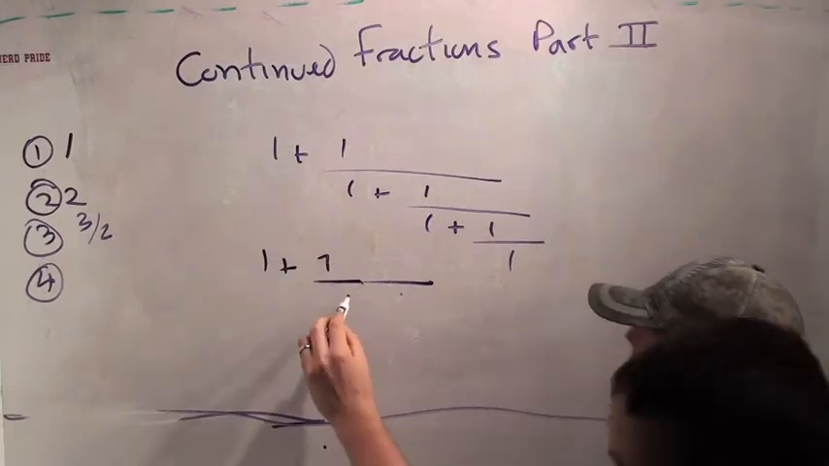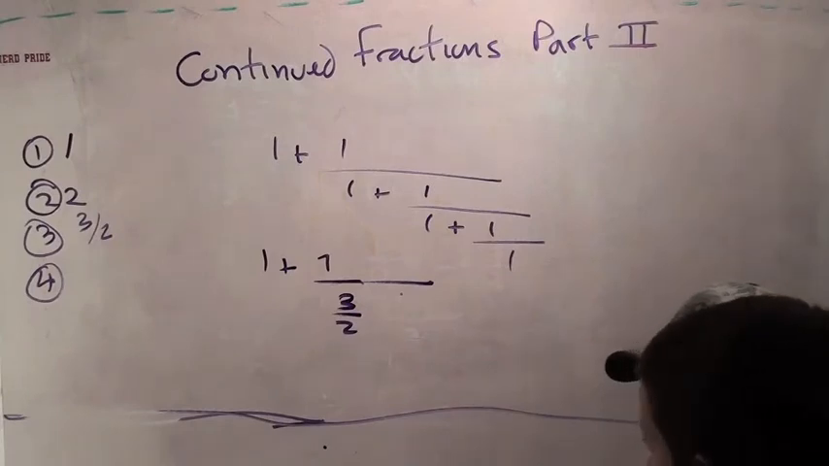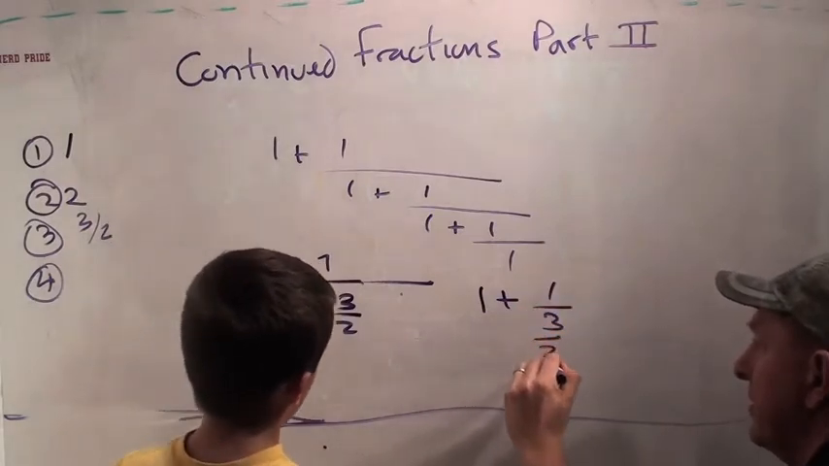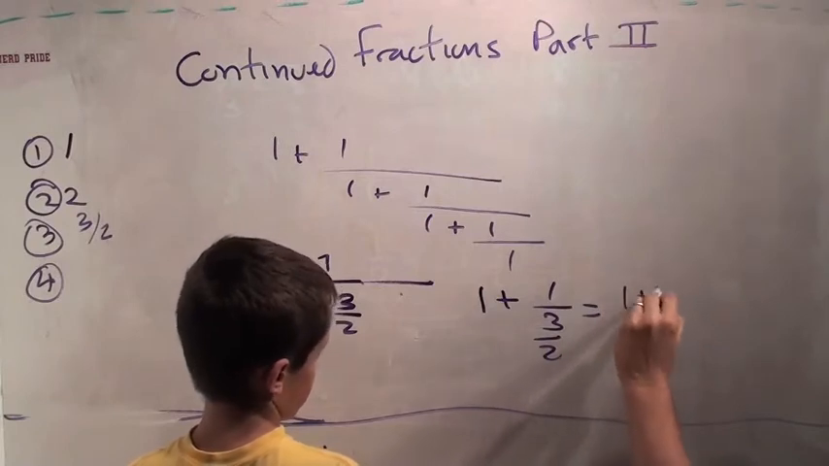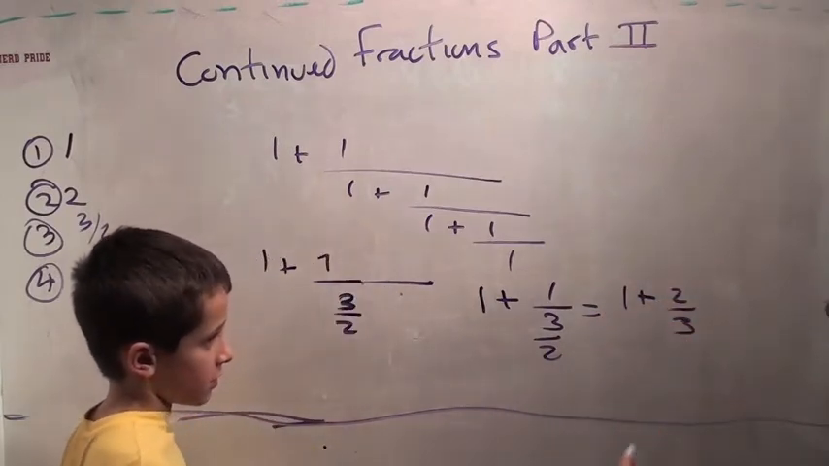Okay, and what is 1 plus 1 over 3 halves equal to? It's 1 plus 2 thirds. And how many thirds is 1 plus 2 thirds? 5 thirds. Very good.